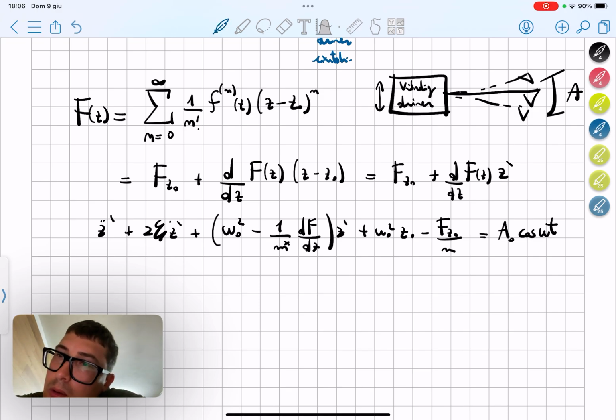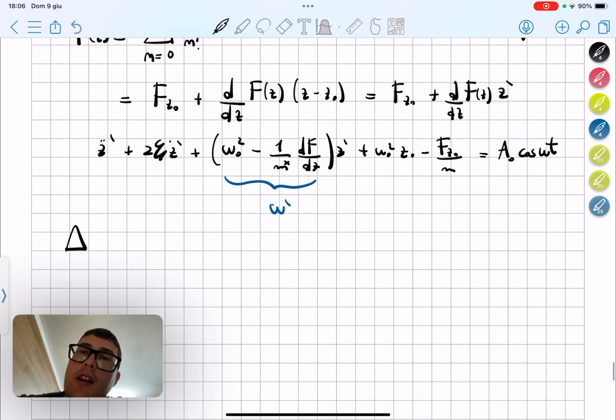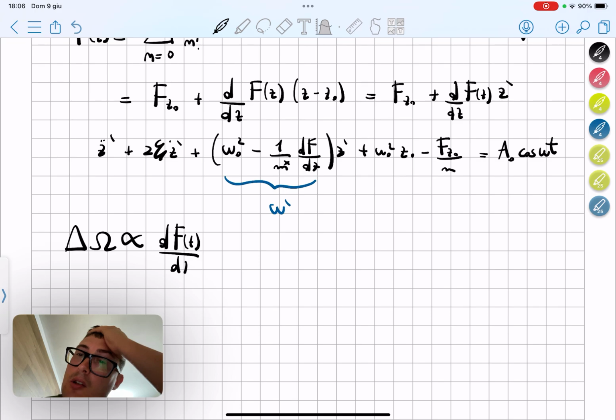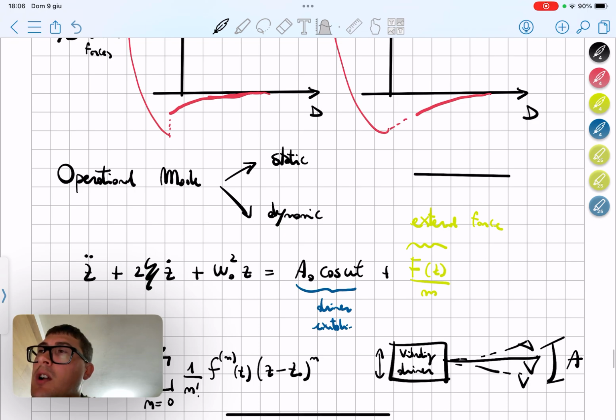Then we can call this quantity here omega prime, and we see that the effective change in the resonant frequency is proportional to this gradient. To summarize, we make this cantilever vibrate in dynamic mode.